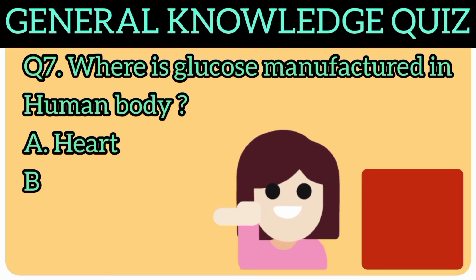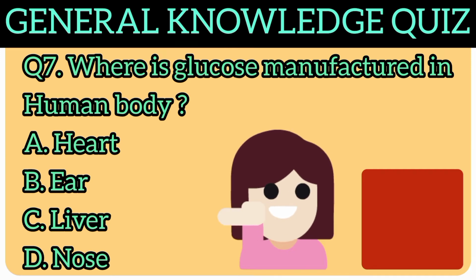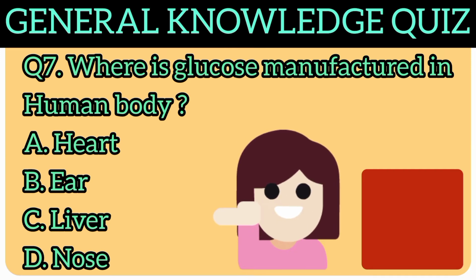Question 7. Where is glucose manufactured in human body? Your options are A. Heart, B. Ear, C. Liver, D. Nose. Your time starts now.